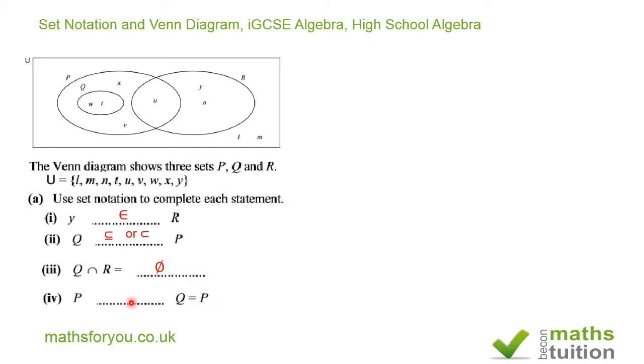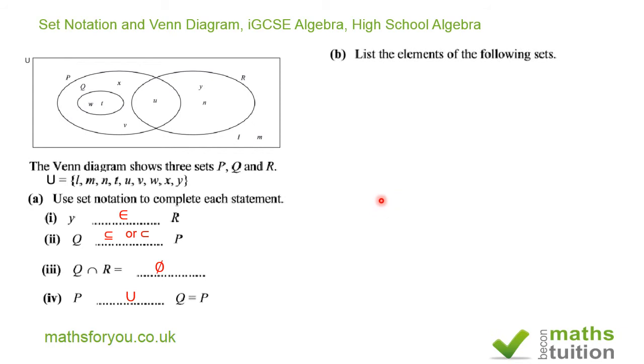And for 4, P union Q is equal to P. In here, we have Q, and Q is part of P. So if you unite P and Q, you still get P. So P union Q will give us P.